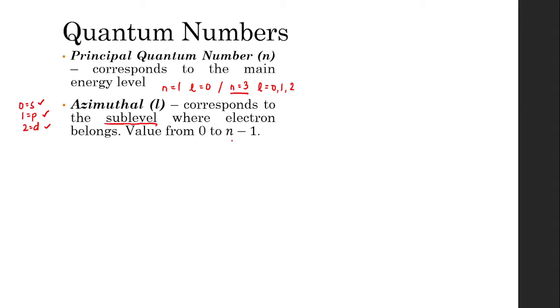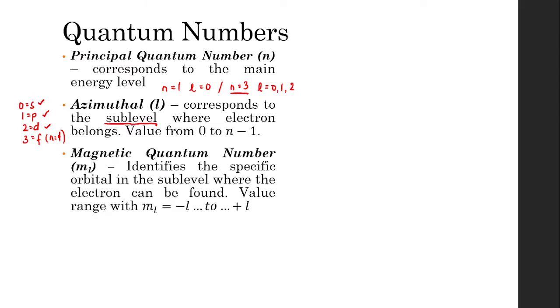So it starts from 0 and then it stops at n minus 1. And again, 0 is S, 1 is P, 2 is D, and 3 is F. For an electron that is already at the F sublevel, it means that your principal quantum number, or your main energy level, is already n equals 4, which means you would have your S, P, D, and F on that atom. Okay, so I hope I'm explaining this enough, but that's how you identify your azimuthal, or your L.